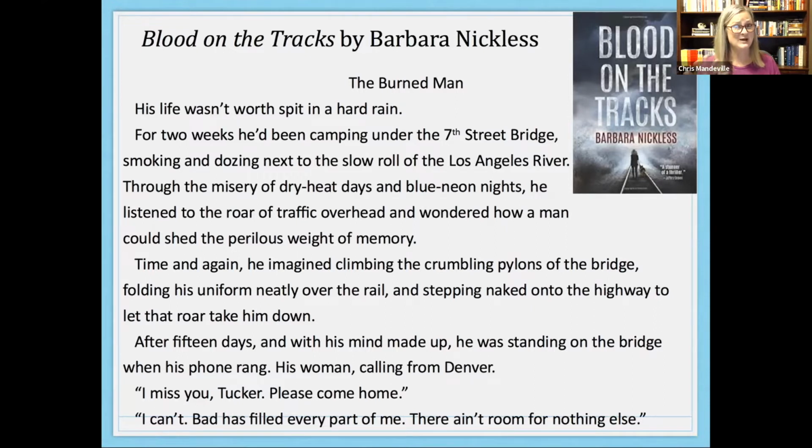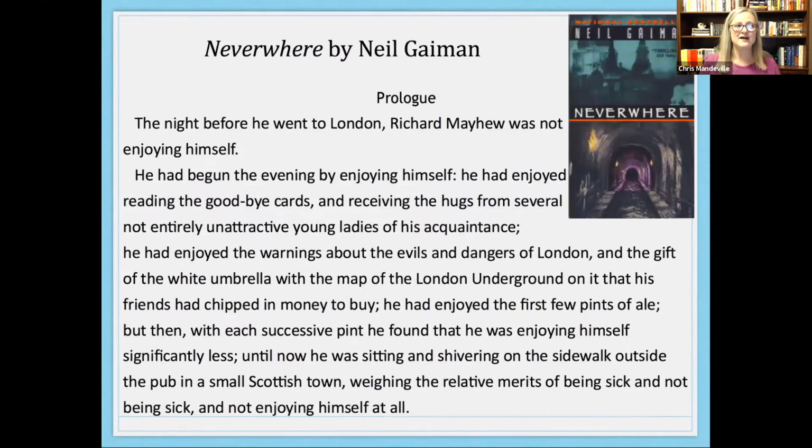All right, so hold your thoughts on voice. I'm going to read the first paragraph of Neverwhere by Neil Gaiman, the prologue.